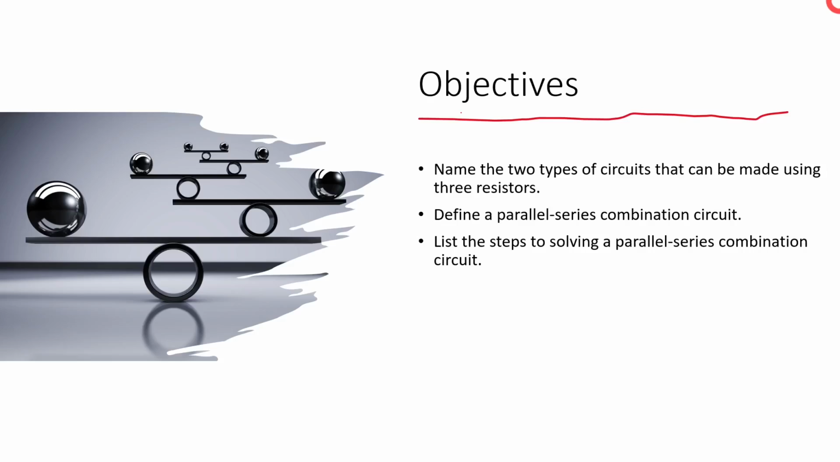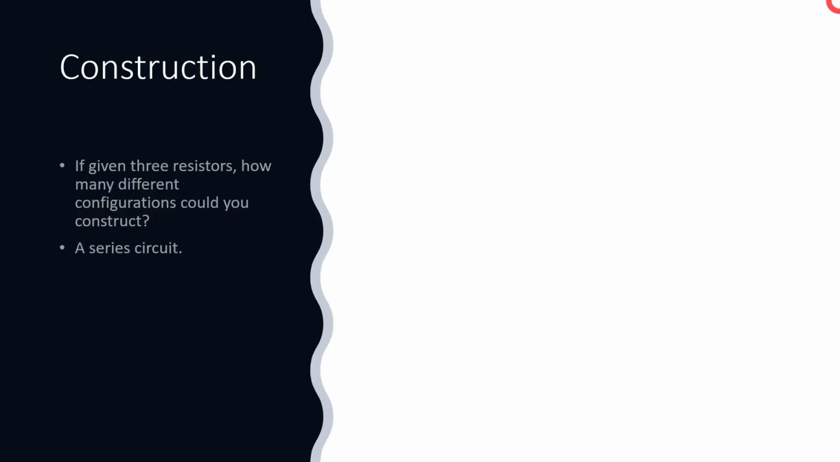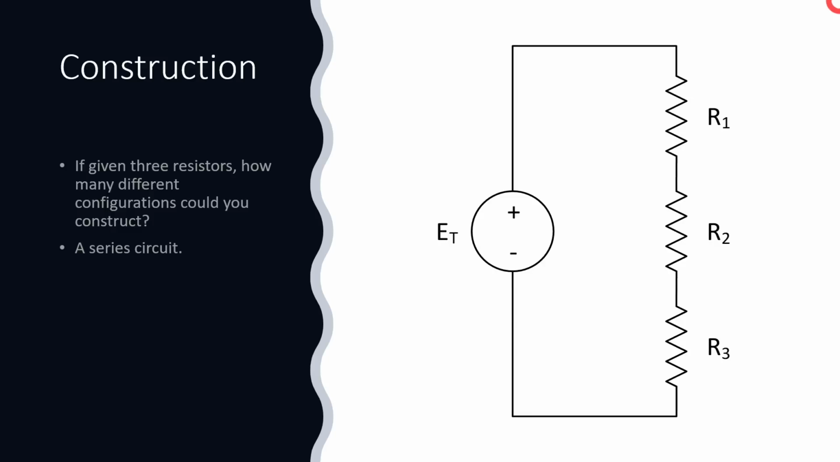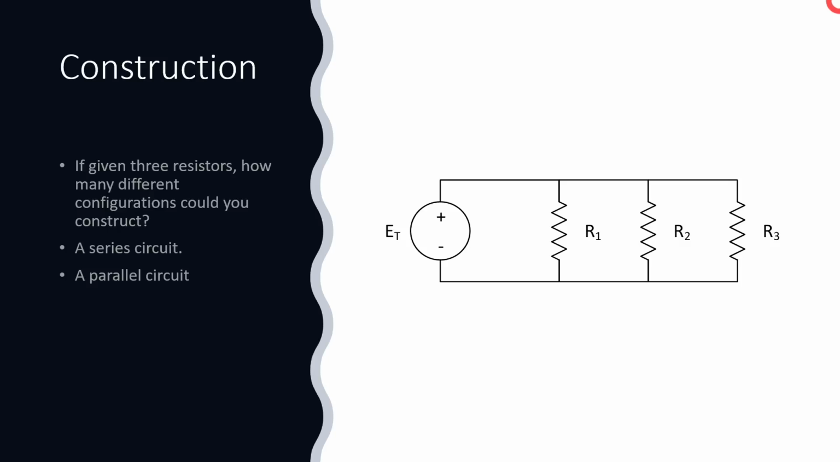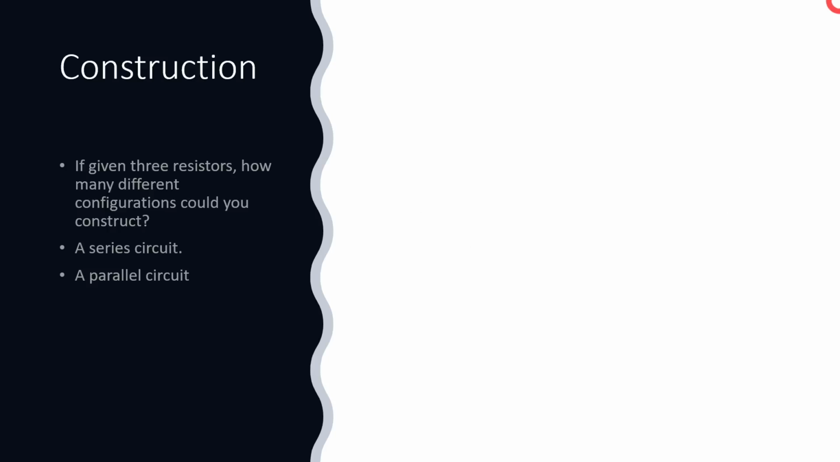So let's get started. When we talk about construction, if we add one more component, a third resistor, how many different configurations can we make? There's a couple that we've already studied. One is a series circuit, which looks like that. So we could have three resistors in series. Another is a parallel circuit, and a pure parallel circuit would look like this. All three resistors would be in parallel with one another.